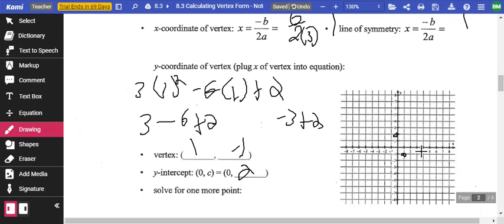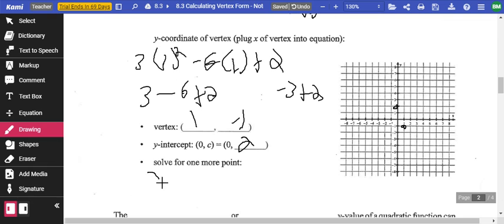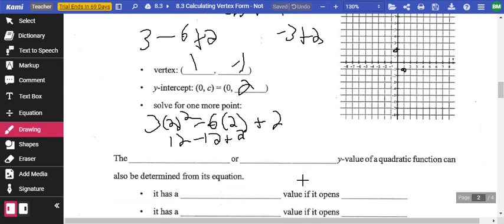So let's try the opposite side. Let's try 2. So let's plug in 2. So we're going to get 3 times 2 squared minus 6 times 2 plus 2. 2 times 2 is 4. 4 times 3 is 12. Minus 12 plus 2. We end up getting 2. Okay, so we get 2, 2, which totally makes sense because it should be the same y value as the number on the other side.